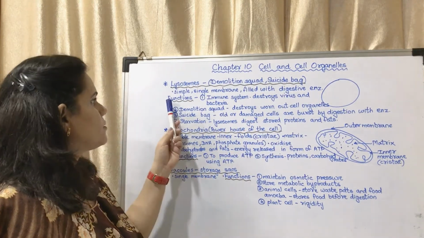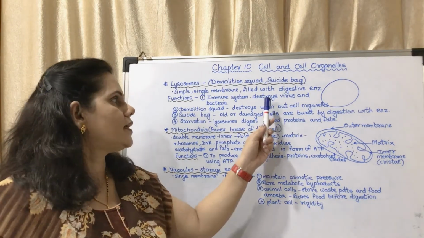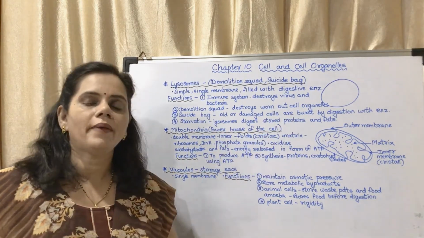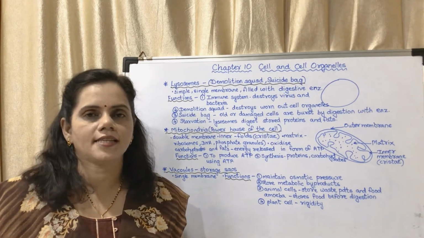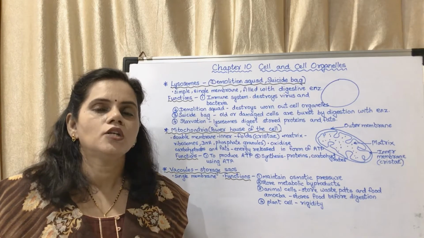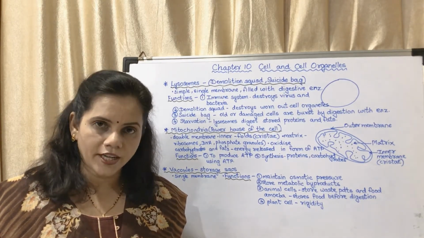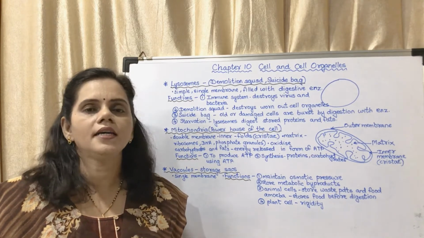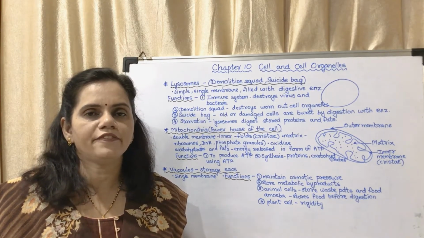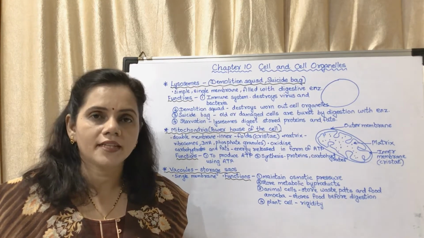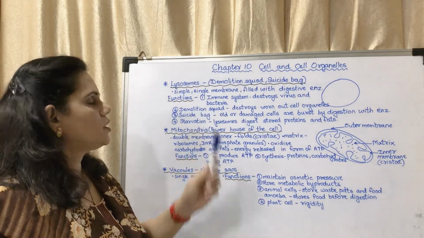Now the functions. First, immune system. In the immune system, it destroys the virus and bacteria with the help of the chemicals which are present inside the lysosomes. So killing of the viruses and bacteria in our body is done by the immune system, and that immune system basically functions with the help of lysosomes.